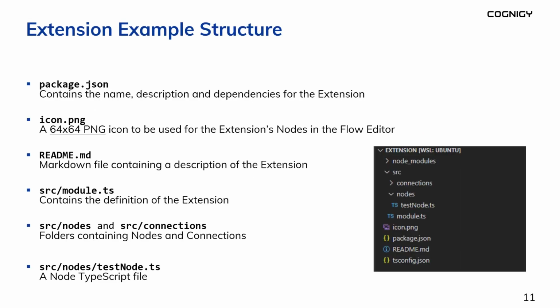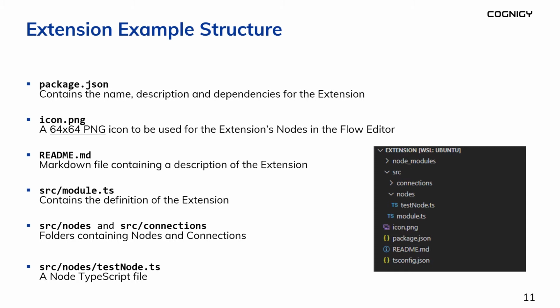Now we're going to work on an example structure here, and you can copy that, or you can of course implement your own structure if you want. But let's take a look at the example structure, which is also the structure that we're using for all our open source modules. Now in the root of the module, we have a package.json file. This contains the name of the extension, a short description, the dependencies, so the other NPM modules that you have in your extensions, etc.